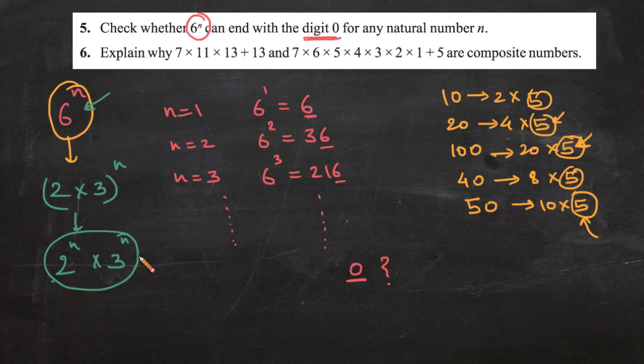These numbers will never have 5 as the prime factor, because this is what the fundamental theorem of arithmetic says, that there is only one unique way to prime factorize any given number, and for these numbers that unique way is this: 2 to the power n times 3 to the power n. There is no possibility of having 5 here. That is why any number in this form will never have 5 as the prime factor, so it will never end with 0. So I hope you have the answer for the first question.